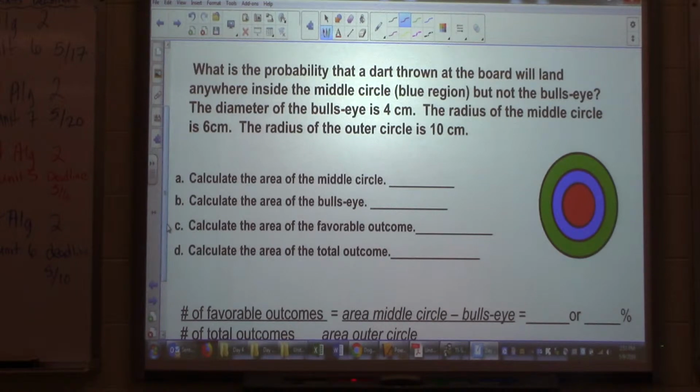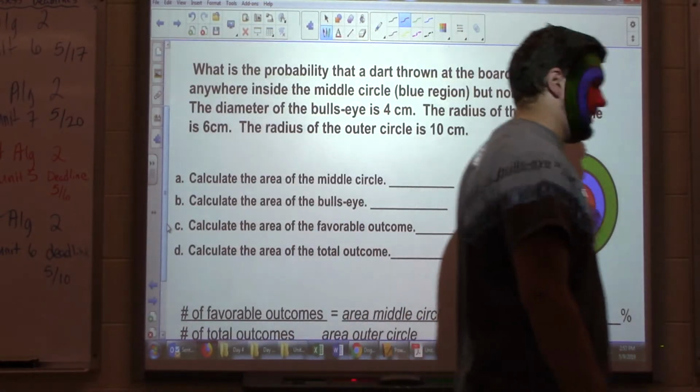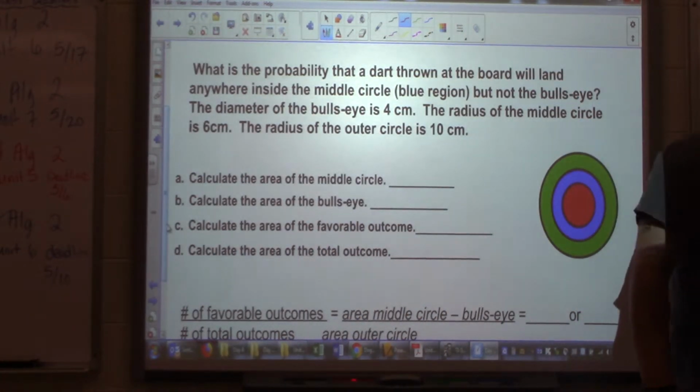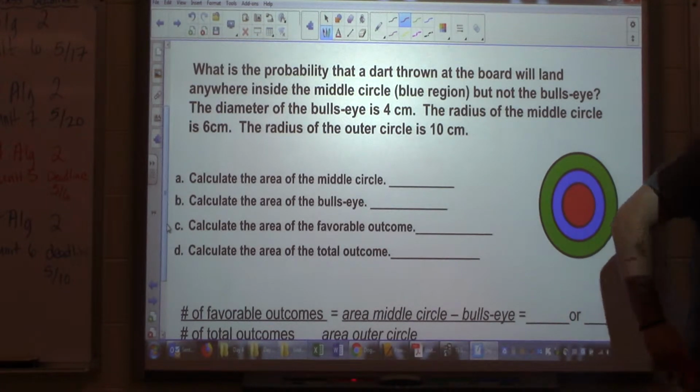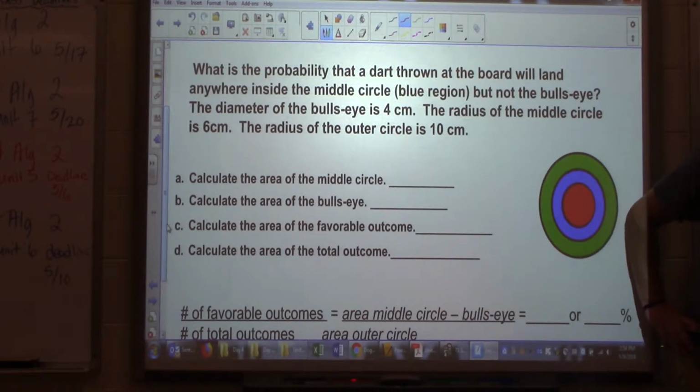How can I find, my favorable outcome is the blue part, right? We said that, we want to hit the blue part. How do I find the area of that blue part, Ben? You take the area of the blue circle and subtract the area of the red part. So we take the area of this whole big blue circle and we subtract off the area of our bullseye. Does that make sense? If I subtract off the bullseye, all I'm left with is that blue part that I want. That's my favorable outcome, so let's do that.